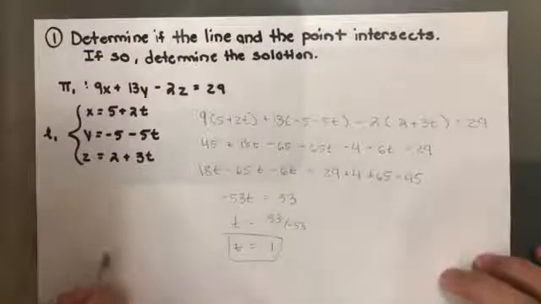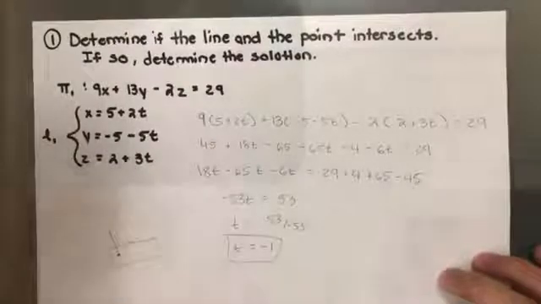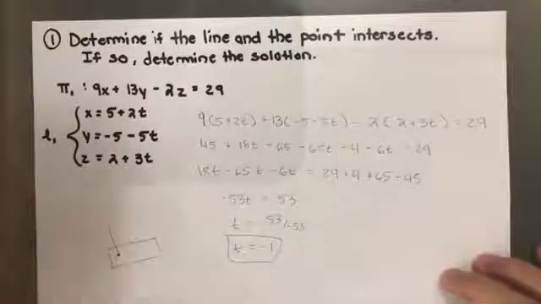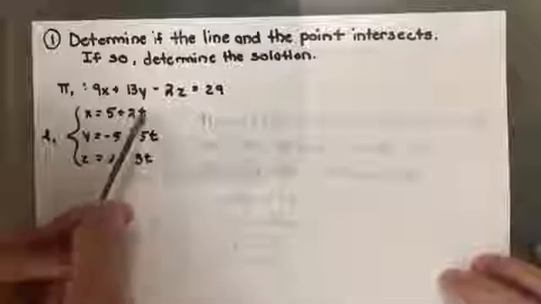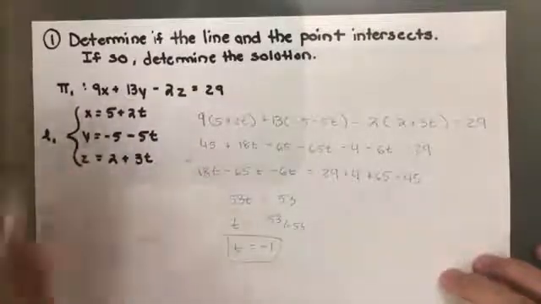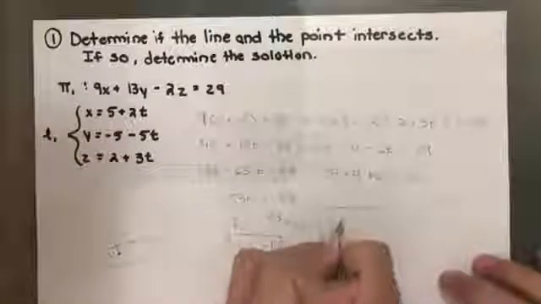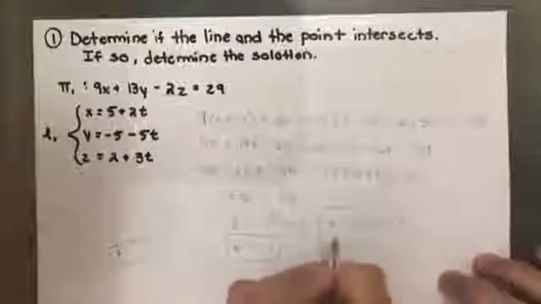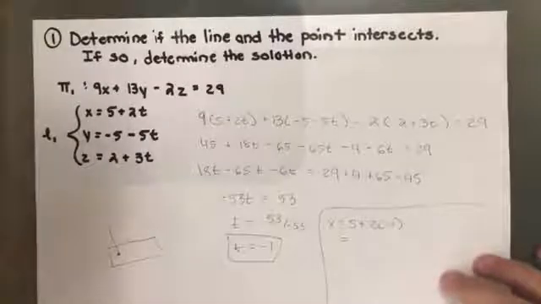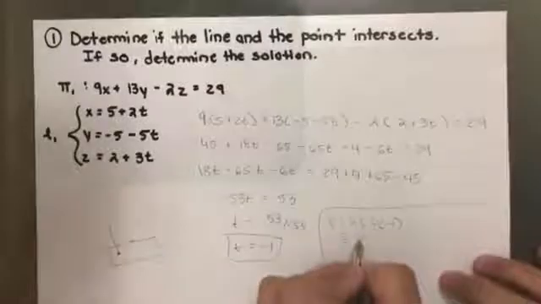So if this was our plane, there would be one point where the line and the plane would intersect. To find the exact point of intersection, we will need to place the value of t back into the parametric equation. So let's just do it right here. We'd go x equals 5 plus 2, and our t value is negative 1. Now, 2 times negative 1 is going to give us negative 2. 5 minus 2 is going to give us a positive 3.